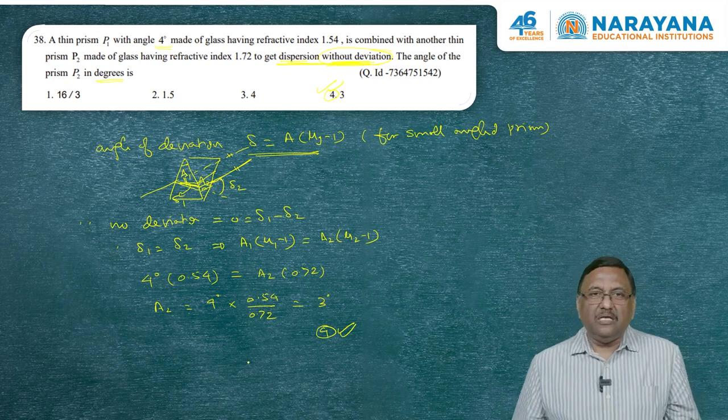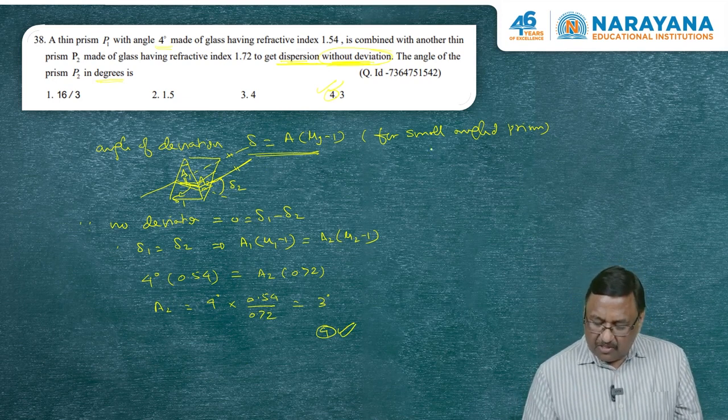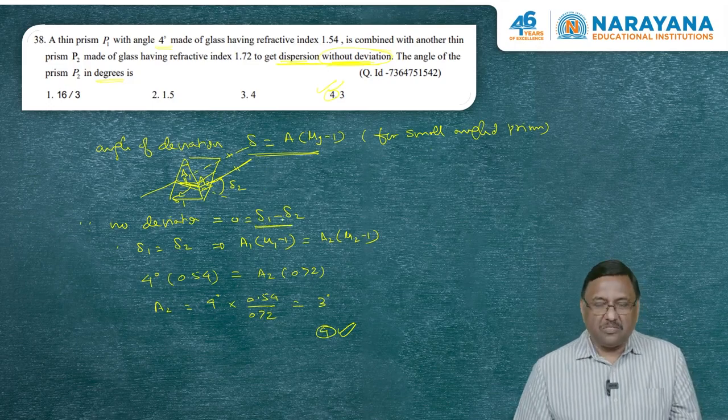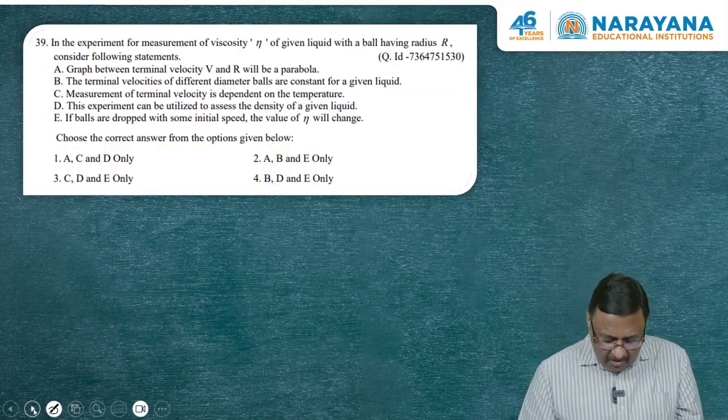Again, I think this is a very easy question. So if you simply know how to write my deviation, and if there is no net deviation, that means delta 1 minus delta 2 should be 0. Easy. Okay, let us proceed for the next question now.